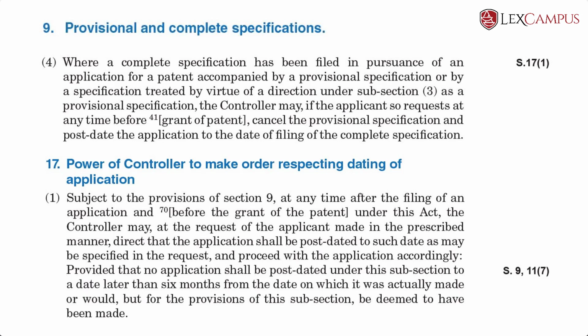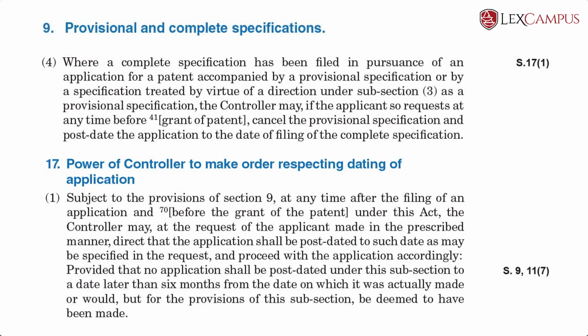You could write to the controller and ask the controller to cancel the provisional, because once the provisional is cancelled, it is not shared, it does not become a part of the patent documentation. So, at a later point, if somebody makes a request for information regarding the patent, this cancelled provisional will not be there. Cancel the provisional specification and post date the application. So, let us assume a case where a provisional is filed on January 1st, and on June 1st a complete is filed, because a complete could be filed any time before December 31st, the 12-month period.